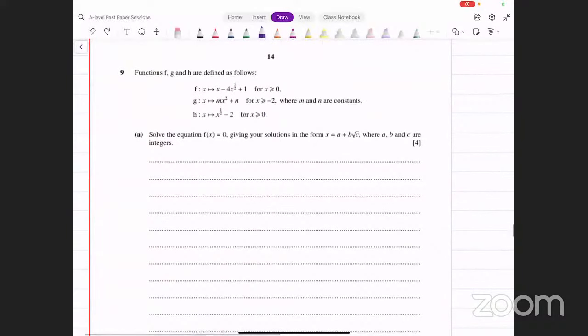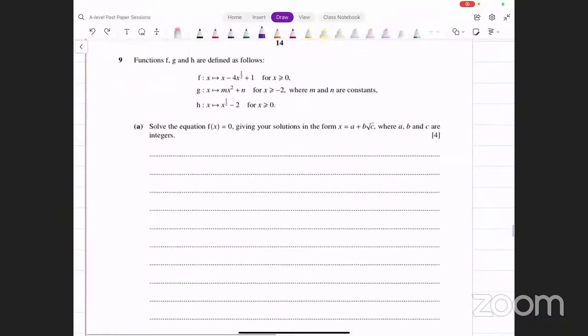We again have functions. Functions f, g, and h are defined as follows. We've got 3 functions. उसने क्या कहा है? हम देखते हैं functions क्या हैं. F of x, solve the equation f of x equals 0, giving us solutions in this form where a, b, and c are integers. Okay, अब उसने आपसे exact value मांगी है, तो you have to be particularly careful here कि आप यहाँ पे working आपने clearly show करनी है सारी, ठीक है? Working skip बिल्कुल नहीं करनी है. F of x equals 0 ये solve करना है, ठीक है?